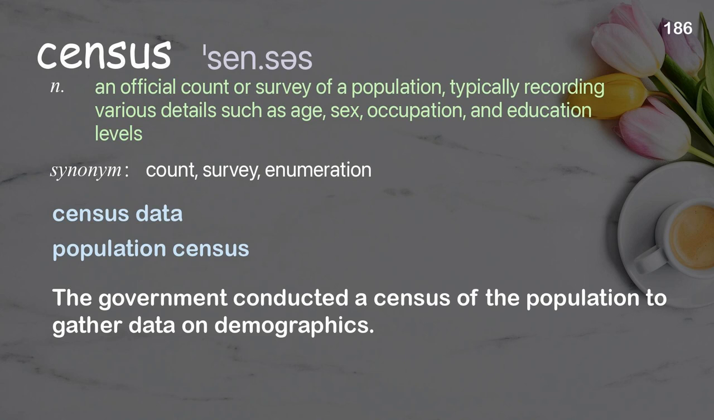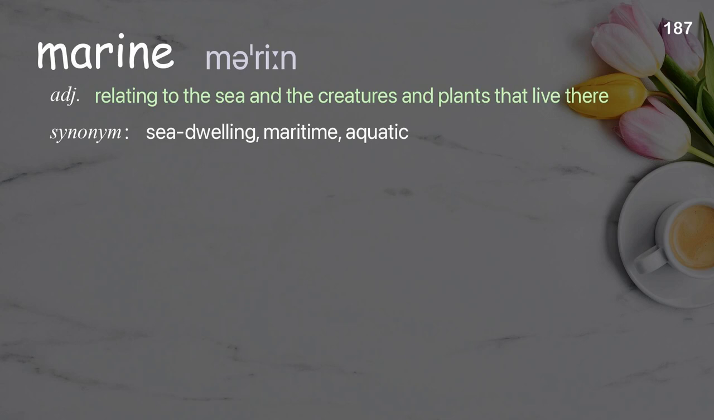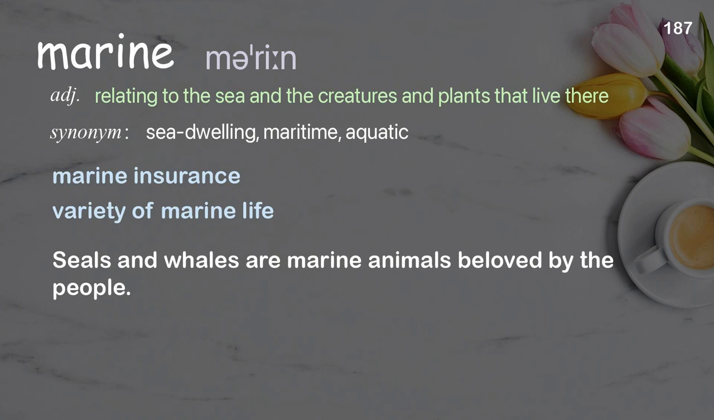Marine: relating to the sea and the creatures and plants that live there. Examples: marine insurance. Variety of marine life. Seals and whales are marine animals beloved by the people.